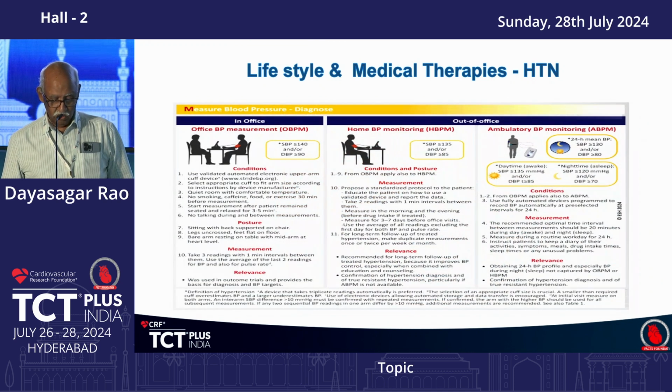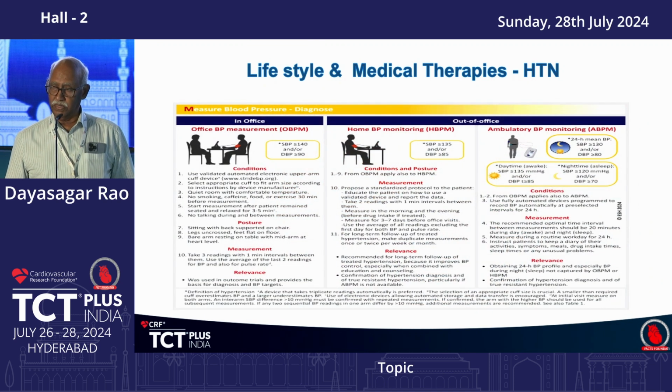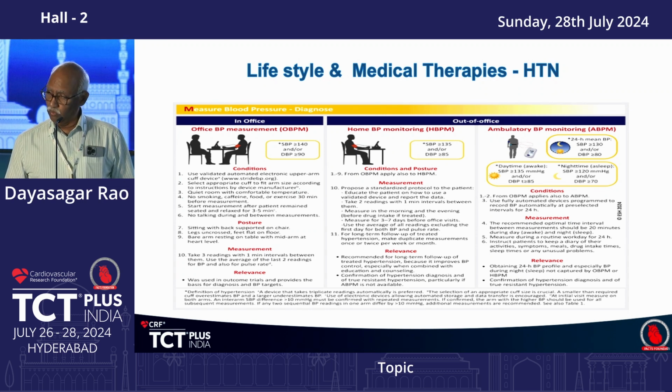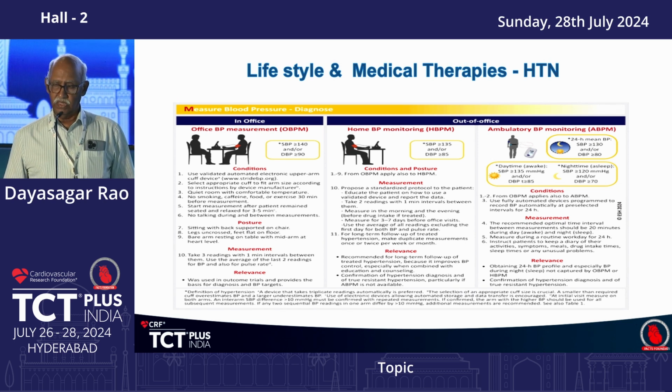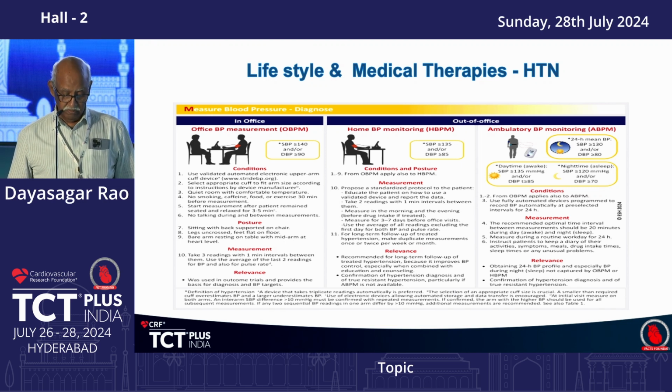I think one of the important things to remember is appropriate measurement of blood pressure, and then the cutoff points for labeling a patient as hypertensive. In the office blood pressure measurement, it is taken as anything more than 140 systolic or 90 diastolic. And if the measurement of the blood pressure is at home, the cutoff is more than 135 and 85.